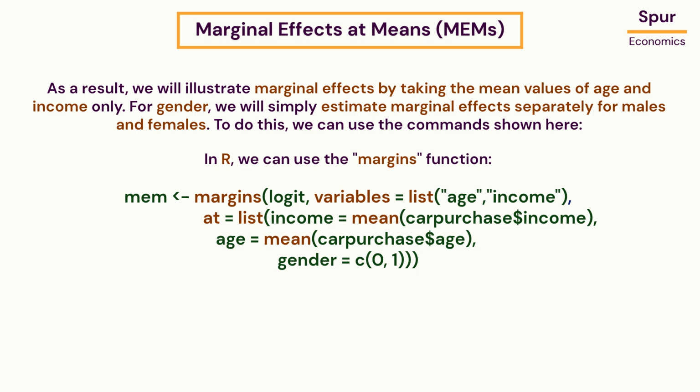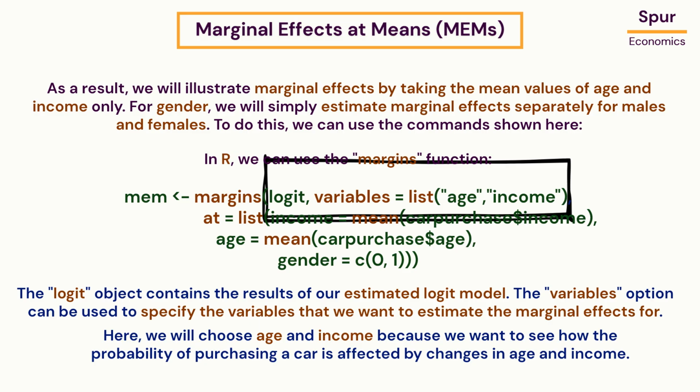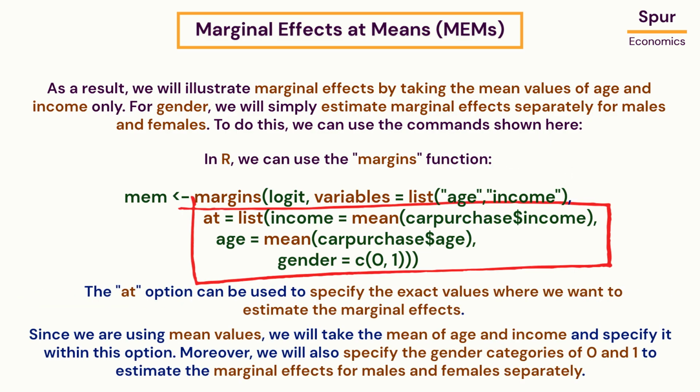In R, we can use the margins function same as before. The Logit object contains the results of our estimated Logit model. The variables option can be used to specify the variables that we want to estimate the marginal effects for. Here, we will choose age and income because we want to see how the probability of purchasing a car is affected by changes in age and income. The at option can be used to specify the exact values where we want to estimate the marginal effects. Since we are using mean values, we will take the mean of age and income and specify it within this option.